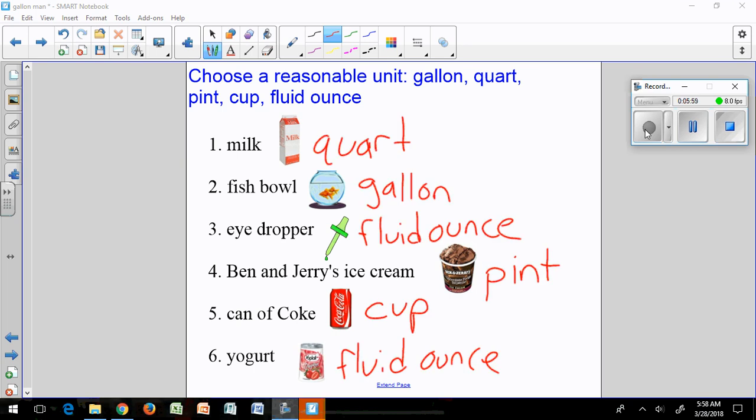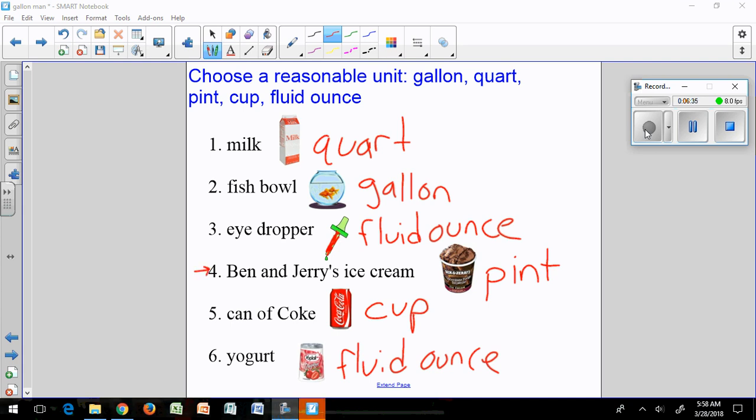All right, how'd you do? For this picture of milk, we wouldn't measure that in gallons. We would probably measure that in quarts. That would probably be about 2 quarts of milk in that picture. A fishbowl, however, is pretty big. We would measure a fishbowl in gallons, definitely. An eyedropper, think of how small this is. Think of how little liquid is in here. That would be in fluid ounces, because fluid ounces are a very small measurement.